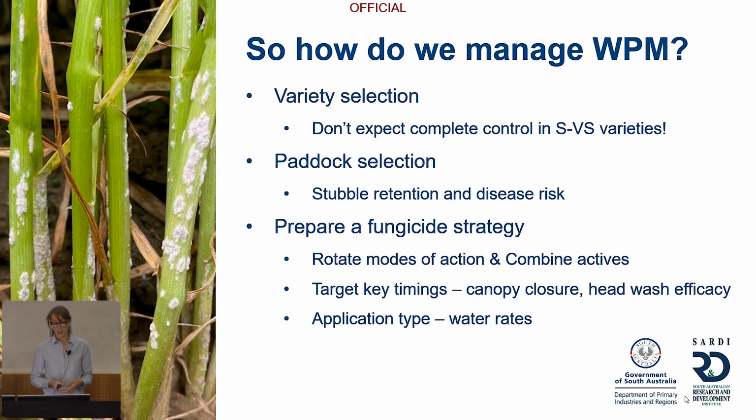Preparing fungicide strategies, so rotating modes of action and combining our actives. We know from Sam Trengove's work that by combining actives, particularly combining multiple DMIs, we still can get some efficacy. Targeting our key timings, so canopy closure is a big one for wheat powdery mildew. It likes to sit on the base of the stem like you can see in the picture there, which enables it to then be a little bit protected from fungicides when they're applied.